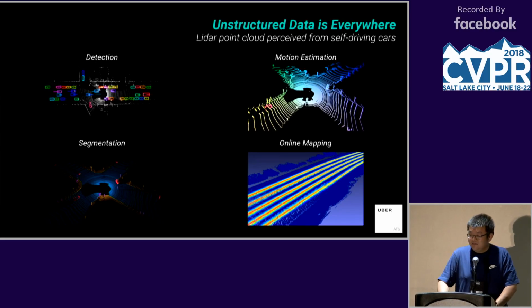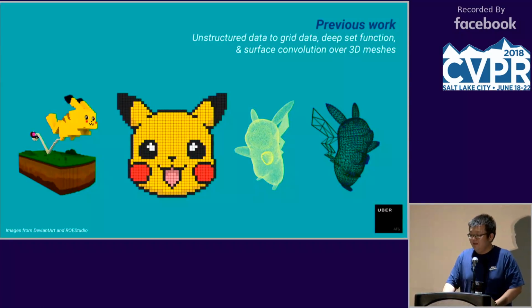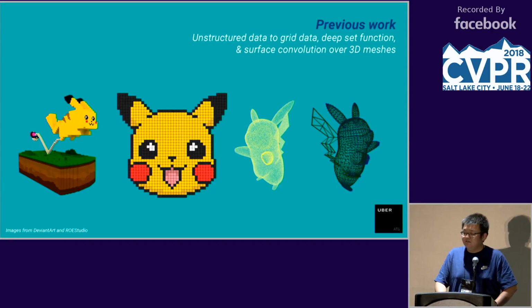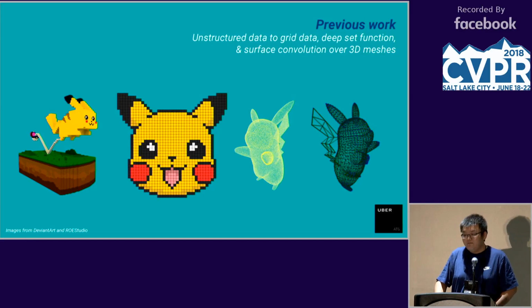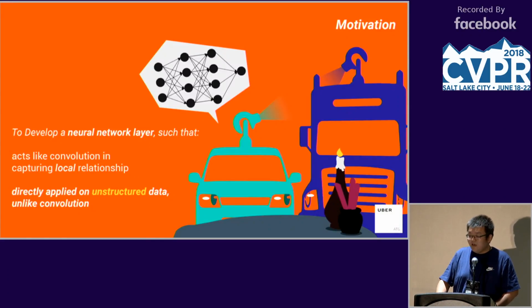Previous works can either convert those unstructured data to 3D or 2D grid data, or learn a deep set function over the whole data, or conduct convolution over predefined structure, such as 3D meshes. In our work, we develop a new neural network layer, which is conceptually very similar to convolution, but conducted over continuous domain. So how do we achieve that?